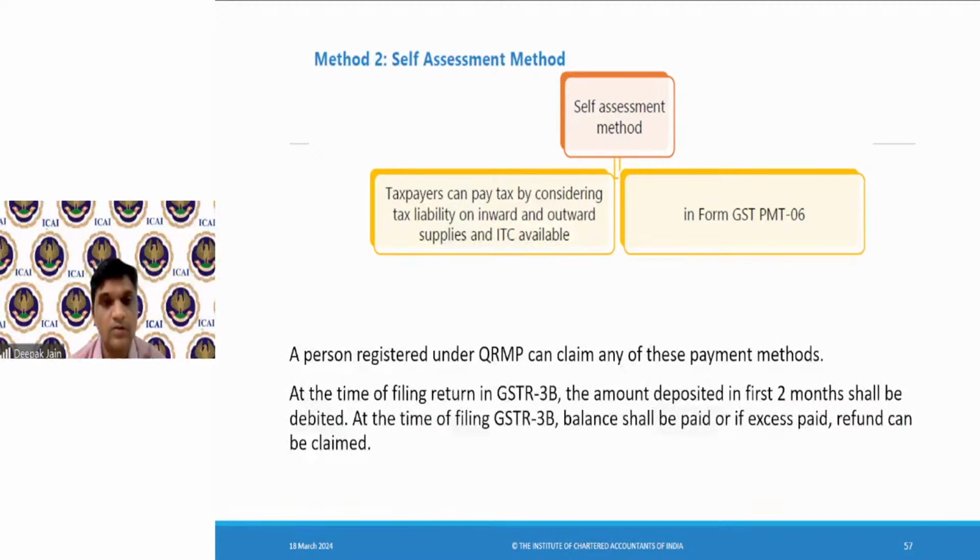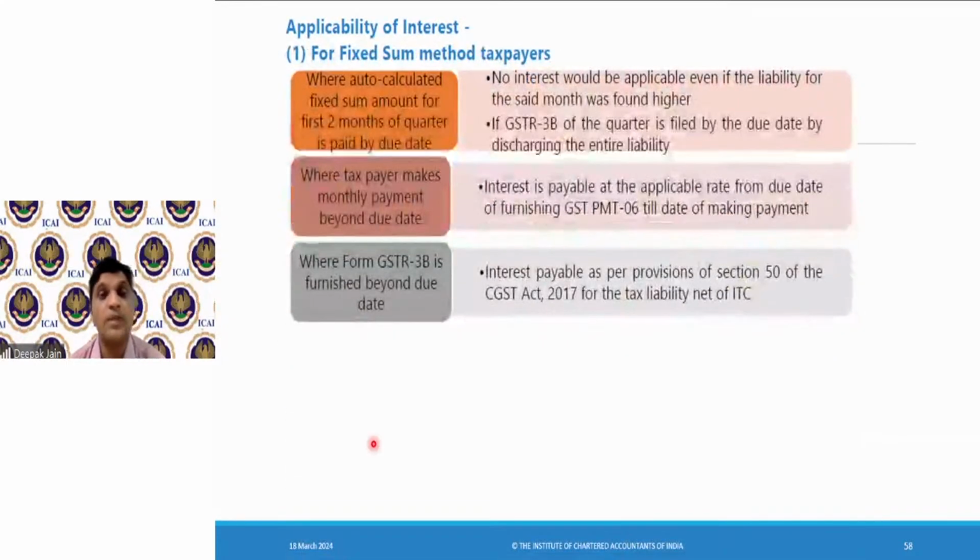This we understood. Next, now, applicability of interest. What happens to the interest provision? It says that where you are under a fixed sum method, where the auto-calculated fixed sum amount for the first 2 months of the quarter is paid by the due date, then no interest will be applicable. क्योंकि आपका fixed sum method है और आपने time पे pay कर दिया, then no interest would be applicable, even if the liability for the said amount was found higher.